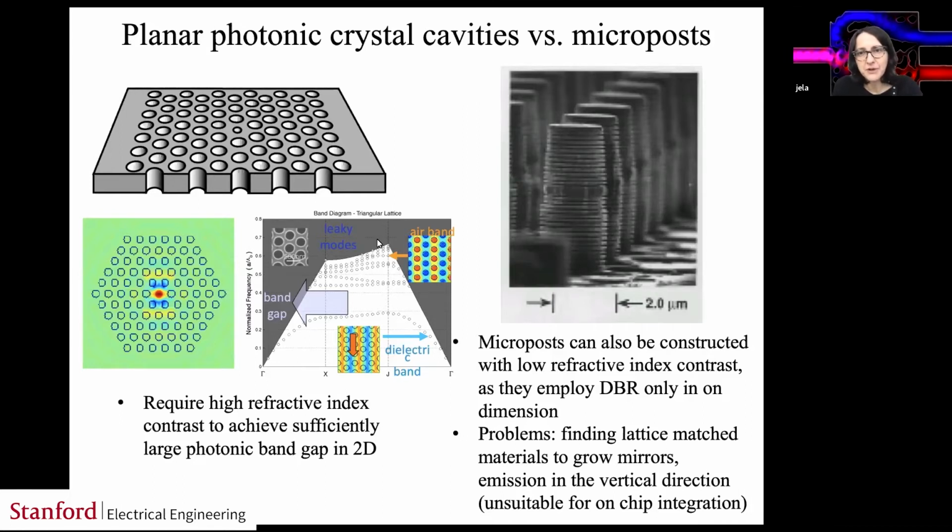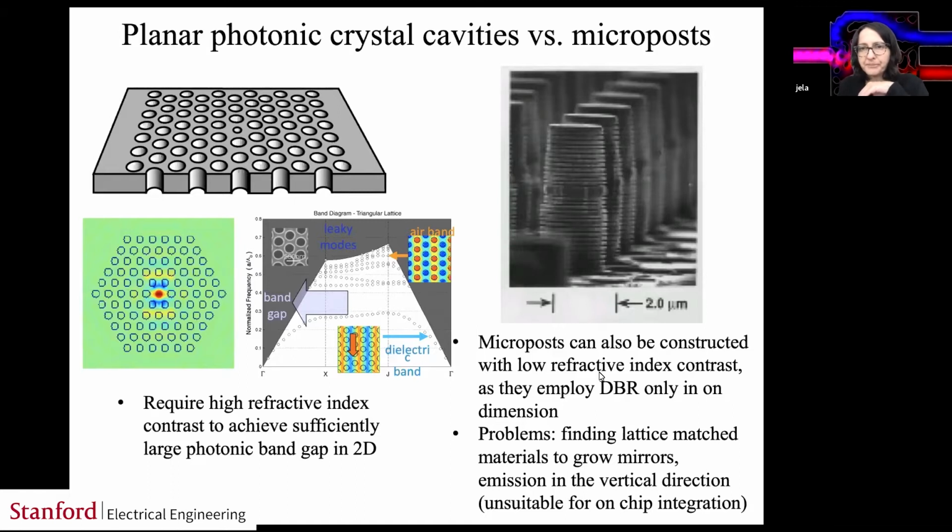So let me just very briefly wrap up what we did over the past couple of classes. We talked about cavities that confine light by a combination of the distributed Bragg reflection and total internal reflection. And we looked into cavities on the right that confine light by distributed Bragg reflection in 2 dimensions and, on the left, distributed Bragg reflection in 1 dimension and total internal reflection in 2 dimensions. So these are DBR microposts and also 2-dimensional planar photonic crystal cavities that have distributed Bragg reflection in 2 dimensions and TIR in 1 dimension.